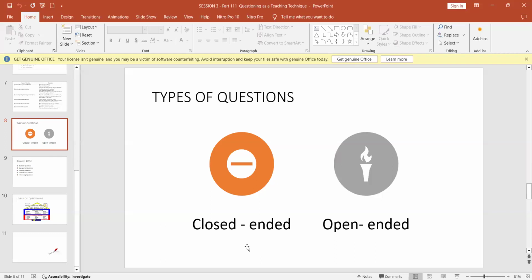If you ask questions to get the answer yes or no, they are close-ended questions. But if you ask WH questions, why, where, when, how, and all that, they are open-ended. So if you really want your students to be actively involved in this learning process, you should ask more close-ended or more open-ended? Open-ended. Definitely, yes. Actually, close-ended questions are of very limited use.